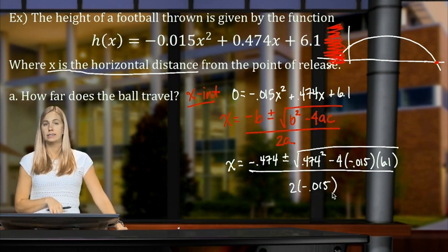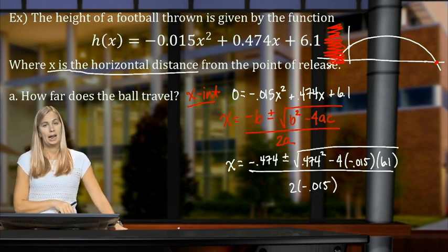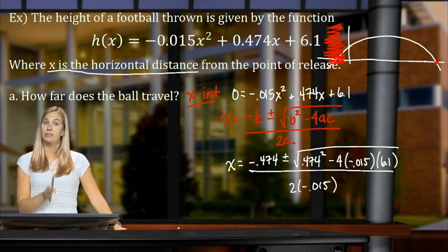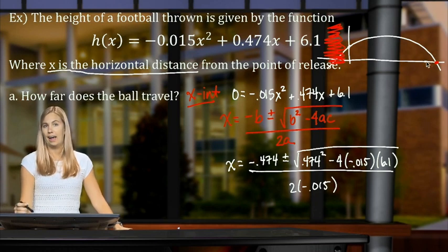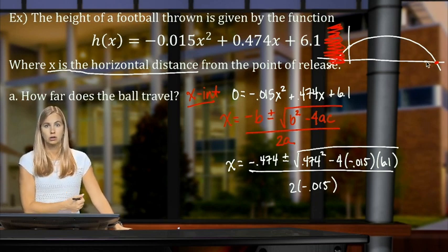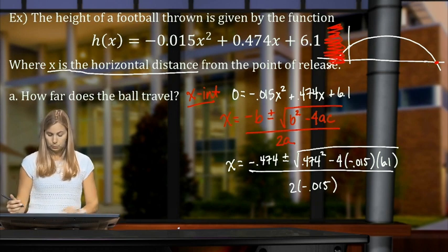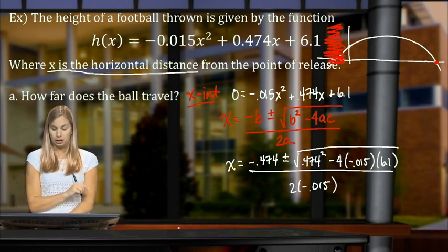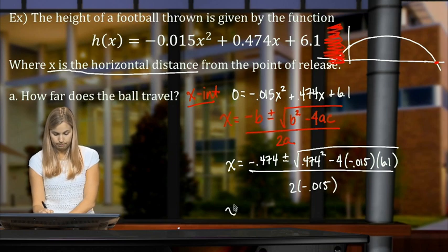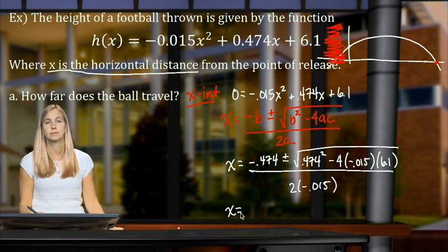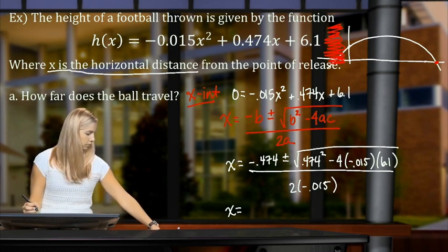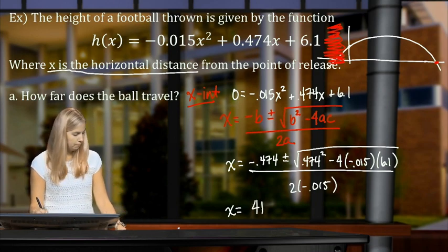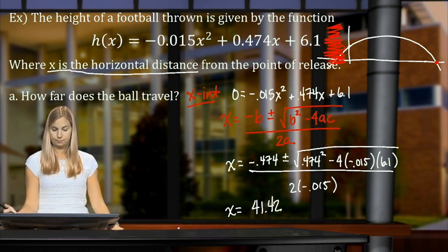Go ahead and hit pause here and evaluate what x equals. You're going to have a positive and a negative, aren't you? Remember that we only care about the positive one because if we think about our real life restrictions, having a negative x value isn't relevant, isn't meaningful. So go ahead and pause this and evaluate this. And now that we're back, we get that x is equal to 41.42.